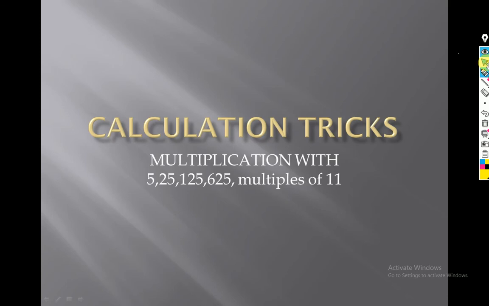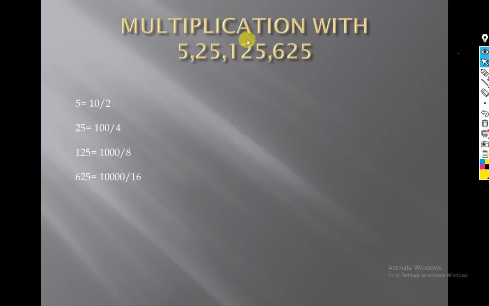So first of all we'll look at multiplication with 5, 25, 125 and 625, as I have written here. For multiplication with 5, all you need to do is divide it by 2 and then multiply it by 10.